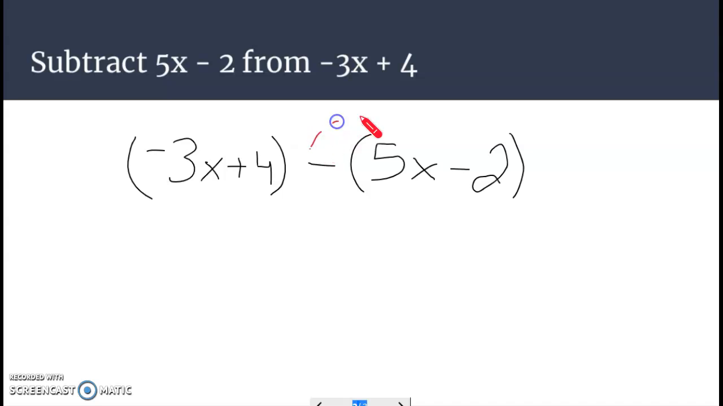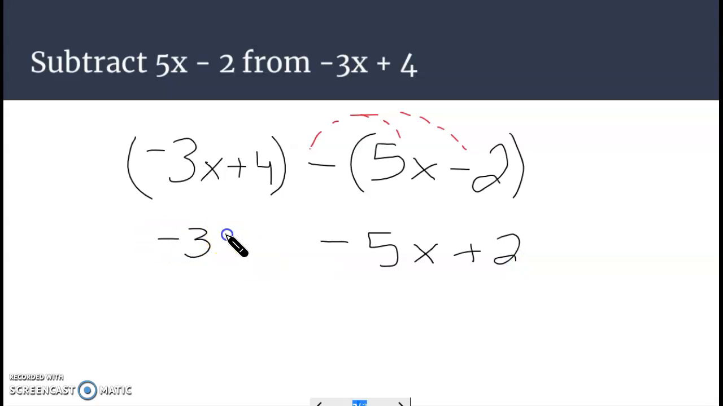Remember that negative sign, think of it as a negative 1. It gets distributed to everything in the second set of parentheses. We'll have negative 5x, and the negative of a negative is a positive. Negative times a negative is a positive. Think of it like that. I'm going to write the first without parentheses.